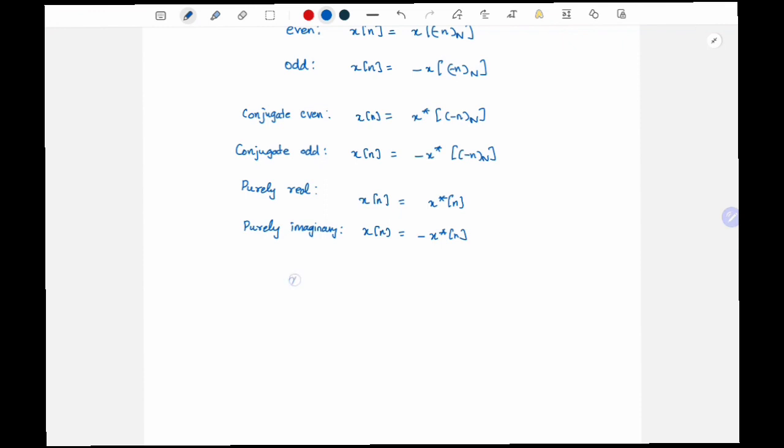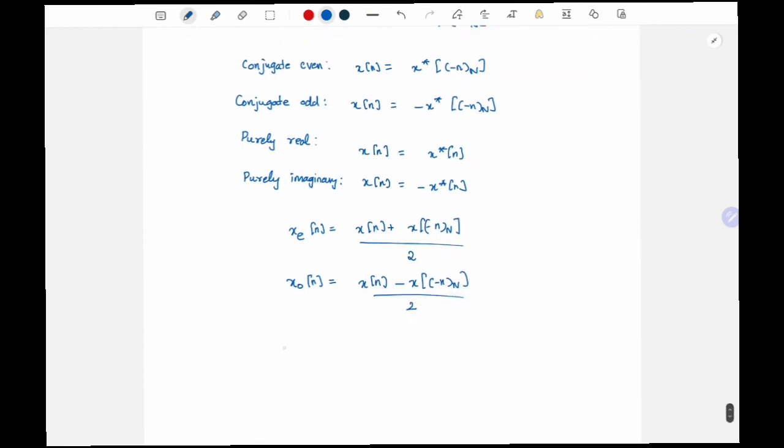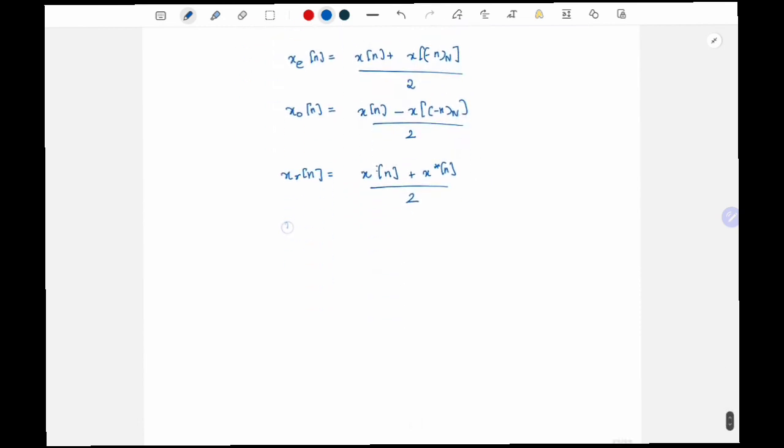So first we will see only the even part, x e of n. This should be nothing but x of n plus x of minus n modulo n, by 2. And your x odd of n is x of n minus x of minus n by 2. Similarly, your x real of n will be x of n plus x conjugate of n by 2. Similarly, your imaginary part will be x of n minus x conjugate of n by 2.